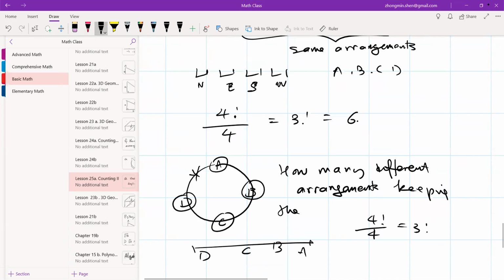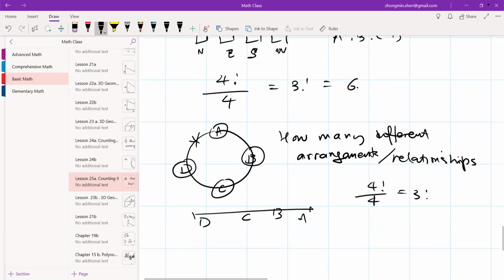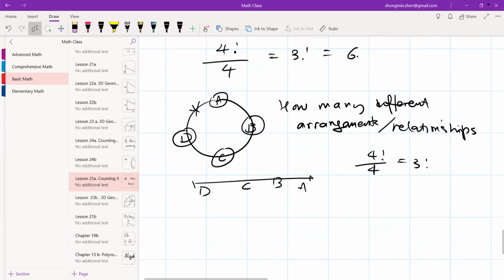No, I should say keeping how many different relationships among those four people. That's more precise, yeah. Different relationships, right? So that would be three factorial, which is six, still six.